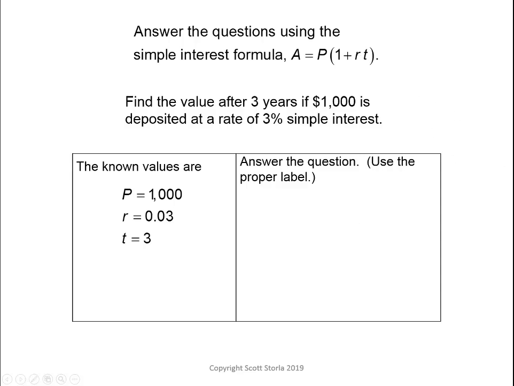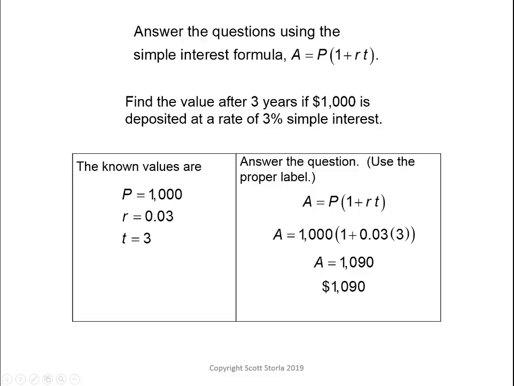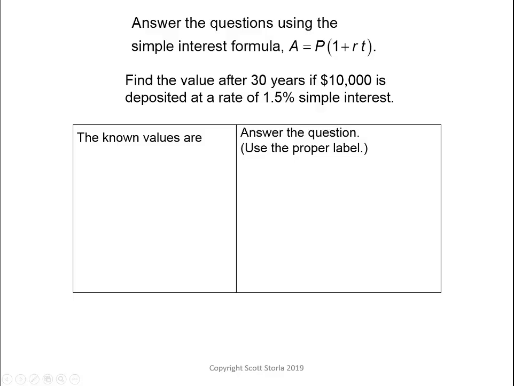Now I take my formula, and looking back at the values I currently know, I can substitute 1,000 for P, 0.03 for R, and 3 for T. When I simplify this using my calculator, I find the value 1,090, and at the end I'll need to label what I have 1,090 of, in this case dollars. See if you can do this one.